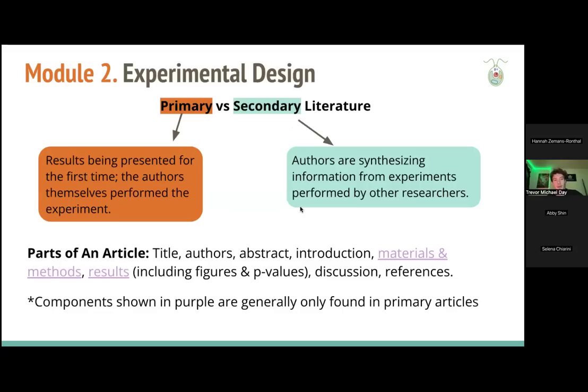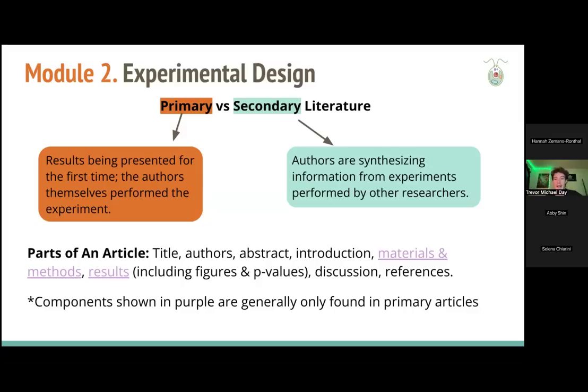Okay, moving to module 2 now, I wanted to talk to you all a bit about primary versus secondary literature. Primary literature is when the authors conduct their own experiments, use their own methods, come up with their own study, and then present the results they collected to an audience, and that usually takes the form of a journal article.